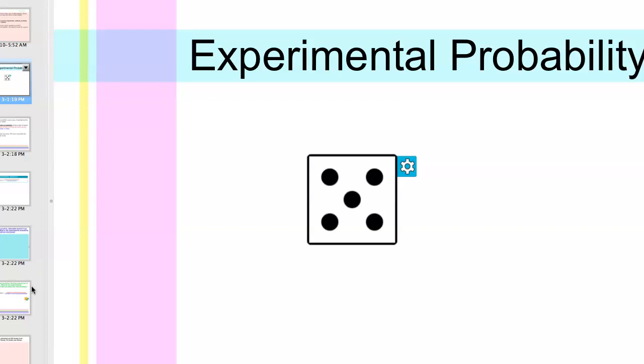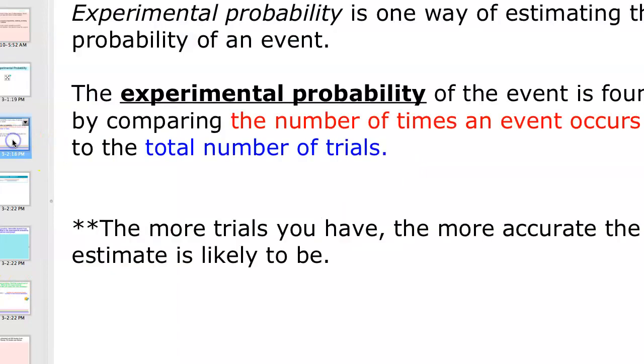So yesterday, or in the previous lesson, you learned about just probability. There's experimental and theoretical probability, and today we're going to focus on experimental. Experimental probability is one way of estimating the probability of an event. The event is found by comparing the number of times an event occurs by the total number of trials.